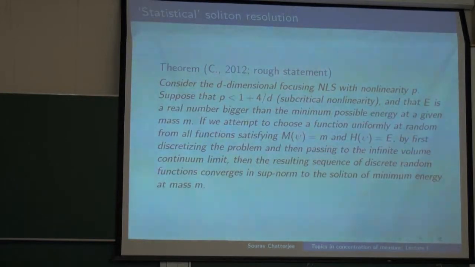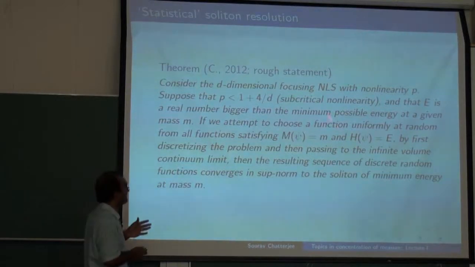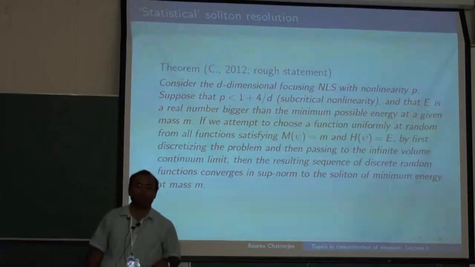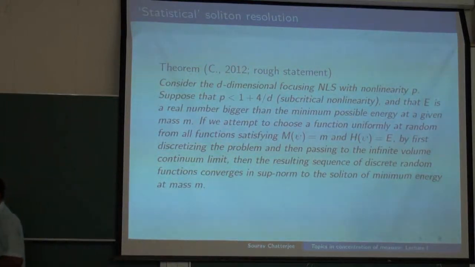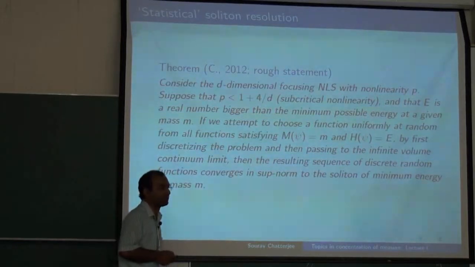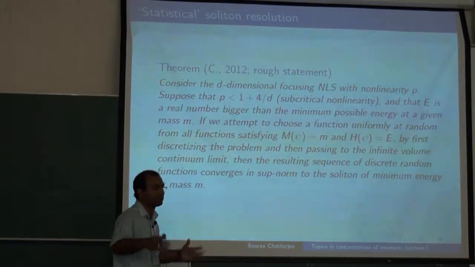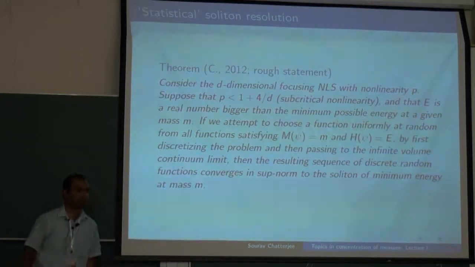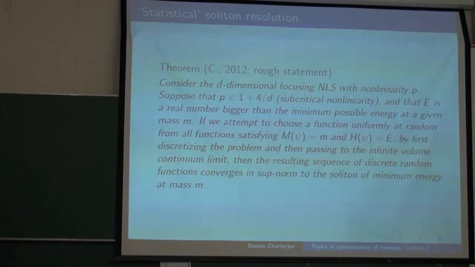In what sense does this convergence happen? How do you take this infinite volume continuum limit, the volume to infinity, discreteness to 0, etc.? I'm going to skip all that. Yes, the limit is deterministic. It is like a shape theorem. You have these random functions, but in the limit, it's a deterministic soliton that you get. Okay. Any questions?